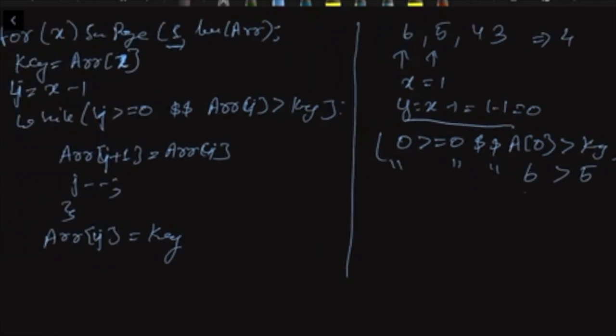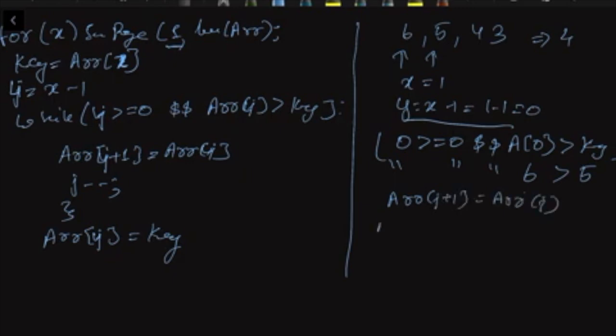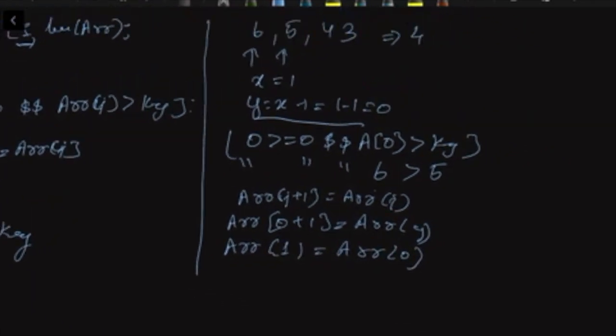So we'll set array of j plus 1 equal to array of j. Right now the y value is 0, so 0 plus 1, array of 1 equals array of 0. So array of 1 now will be 6. So our values are 6, 6, 4, 3.